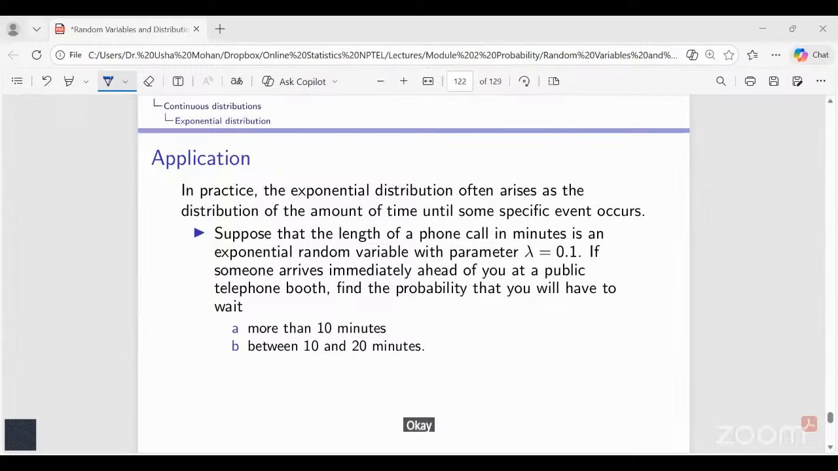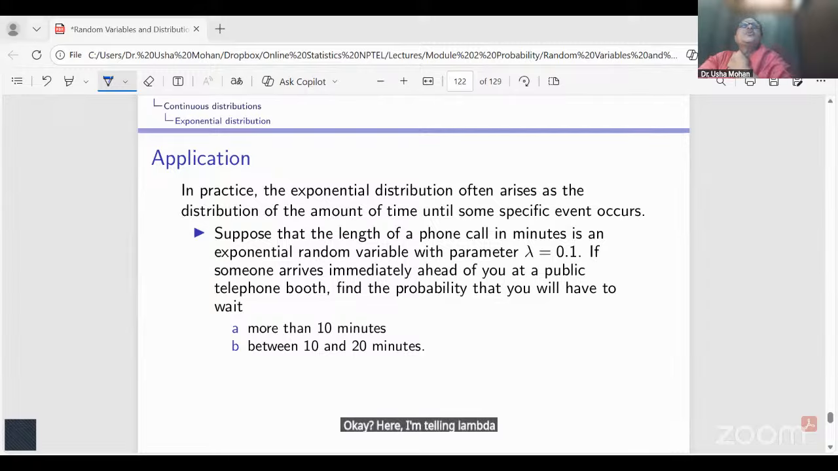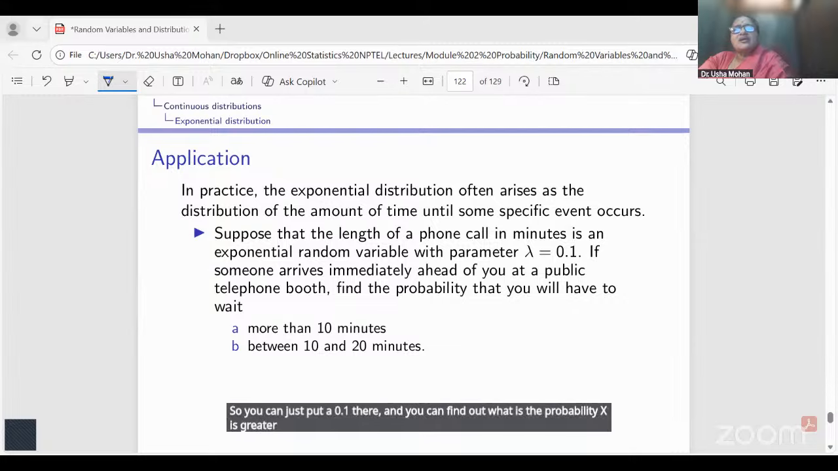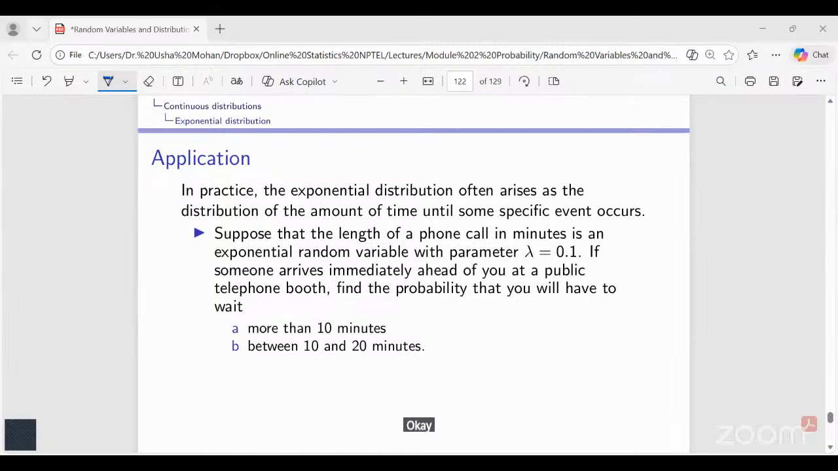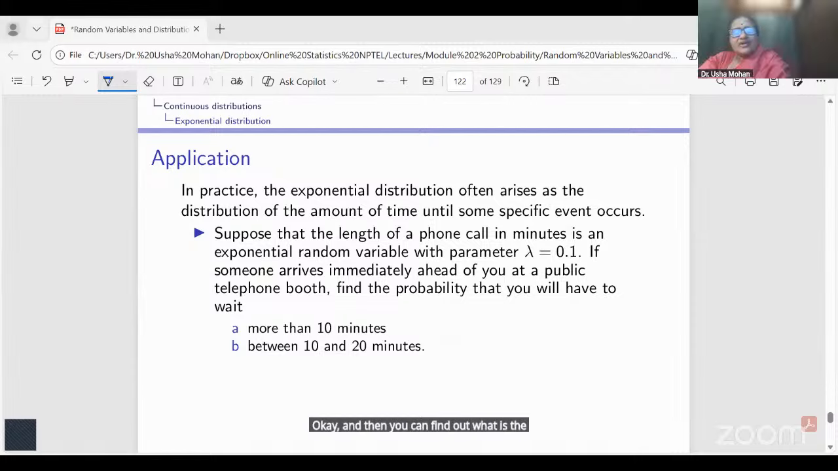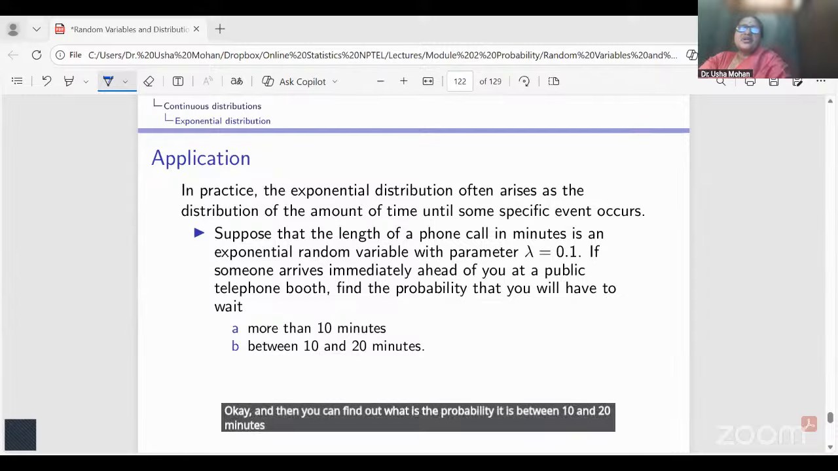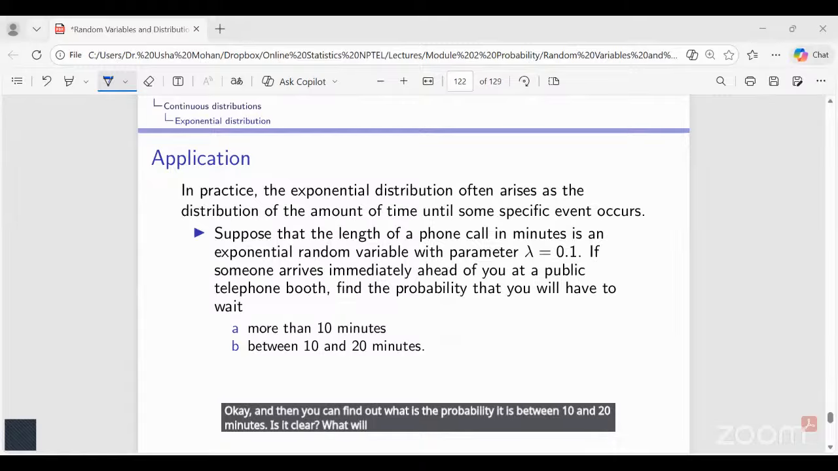Here I'm telling lambda equal to 0.1. So you can just put 0.1 there and find out the probability x is greater than 10. And then you can find out the probability it is between 10 and 20 minutes. Is that clear? What will the probability x is greater than 10 be?